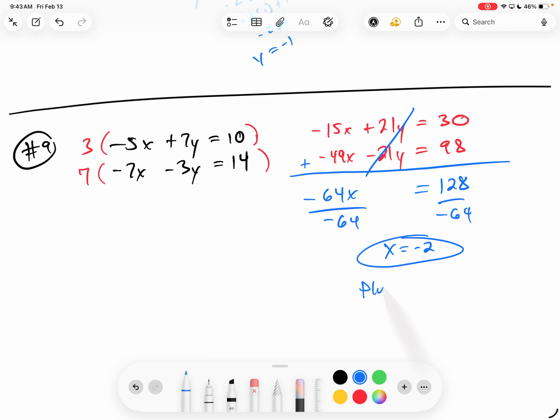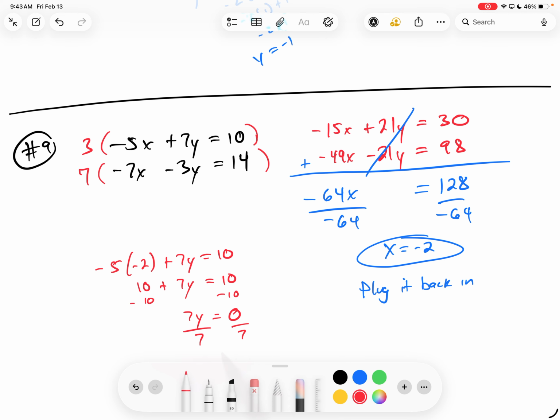Once you get one number, you plug it back in to find the y or the other variable that you're looking at. So I'll plug it in. You can plug it into the top or the bottom. It does not matter. I'll plug it into the top. So I get 10 plus 7y equals 10. Subtract 10 from both sides. 10 minus 10 is 0. 0 is a number. That is fine. Okay? So these intersect at the point negative 2, 0.